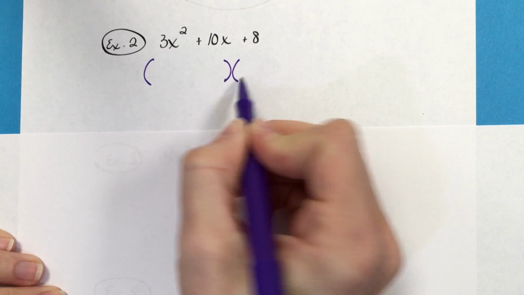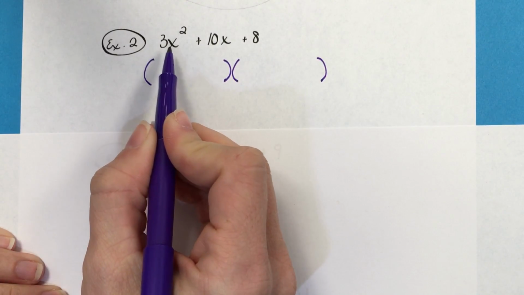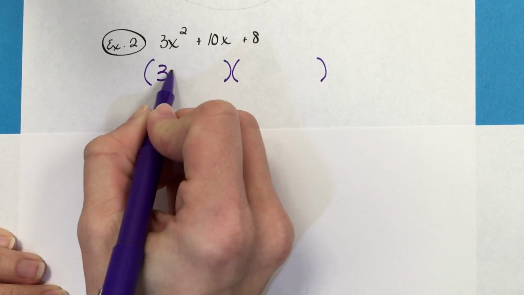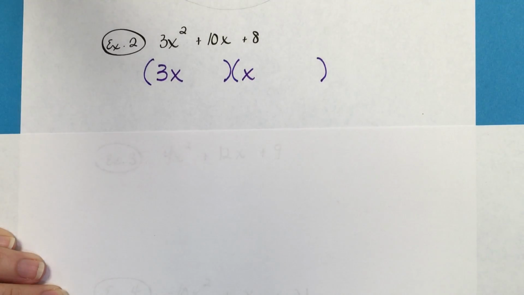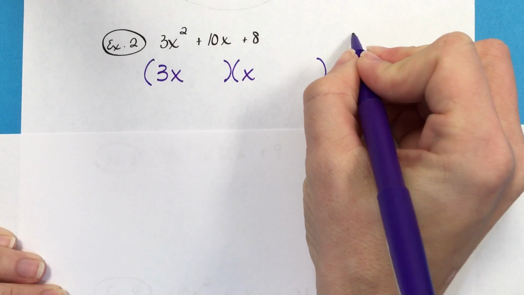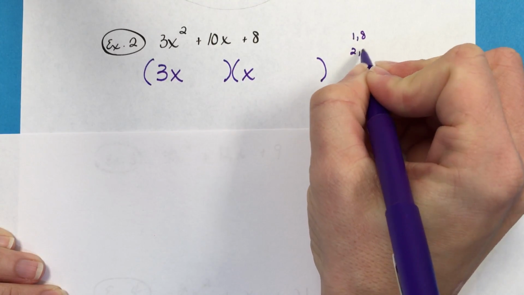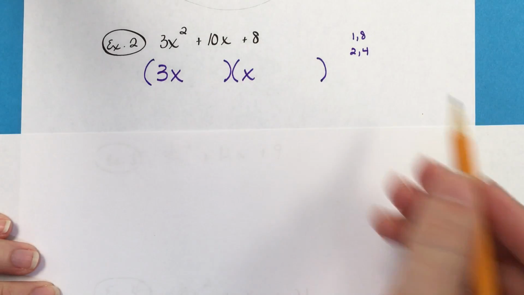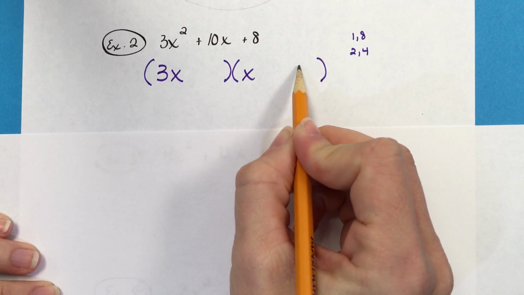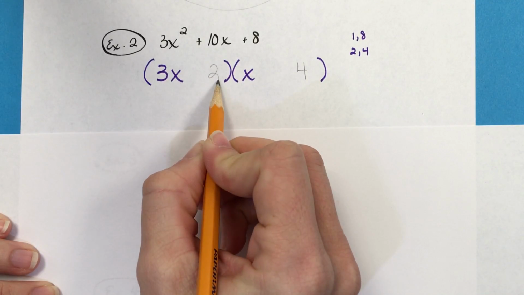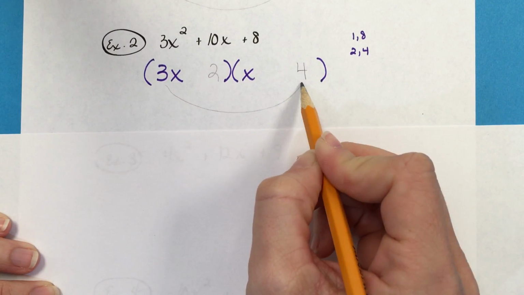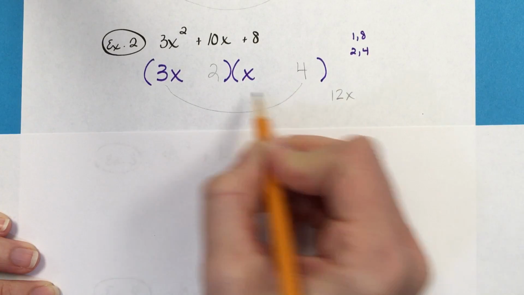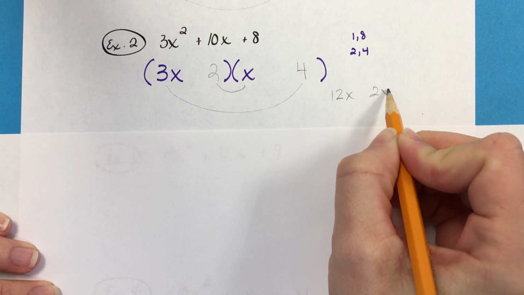All right, 2 sets of parentheses. So 3x squared, I don't have a choice there but to go with 3x times x. Now, with 8, I could have 1 times 8, or I could have 2 times 4. Okay, again, I'm going to do this with pencil, and so just kind of sit and watch for just a second. If I were to put the 4 here and the 2 here, okay, so if I multiply these two together, I get a 12x. If I multiply these two together, I get a 2x.